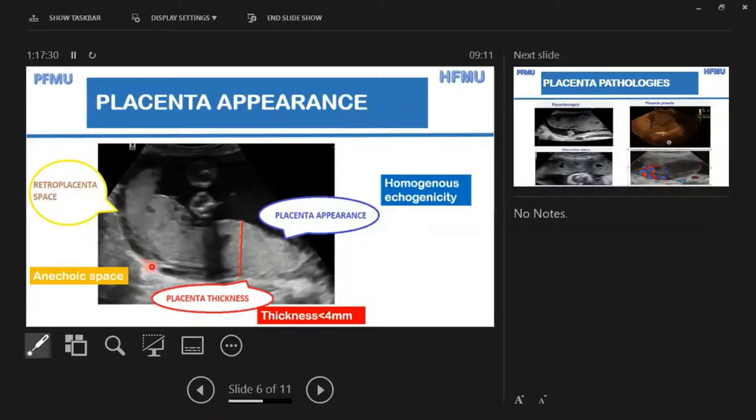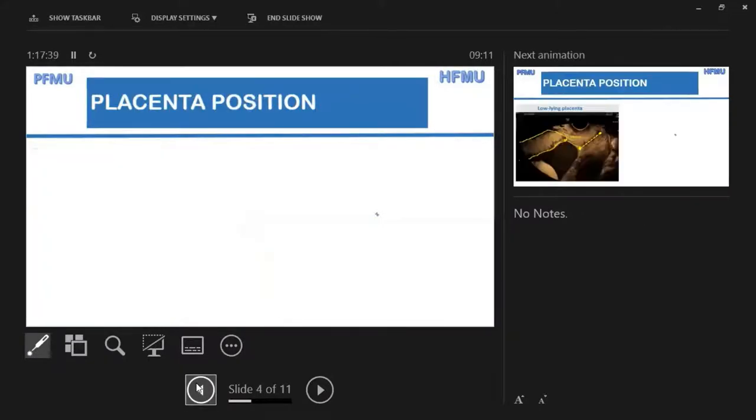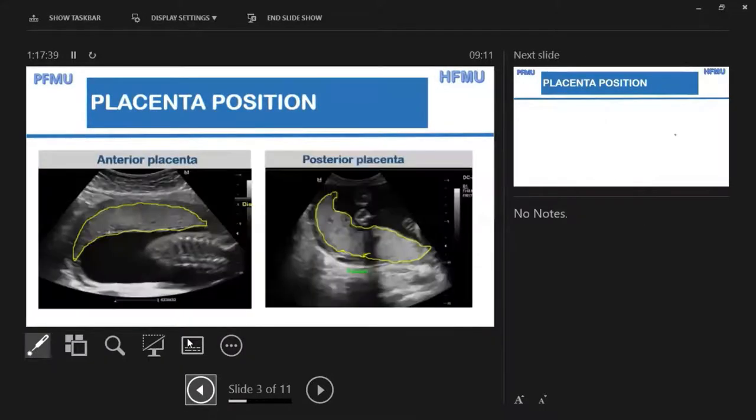We also check the retroplacental space. Okay, so this is the placental body and that's the uterine wall. The space between the placenta and the uterine muscle is referred to as the retroplacental clear space. So it should be nice and thin, just like what's shown in this image.